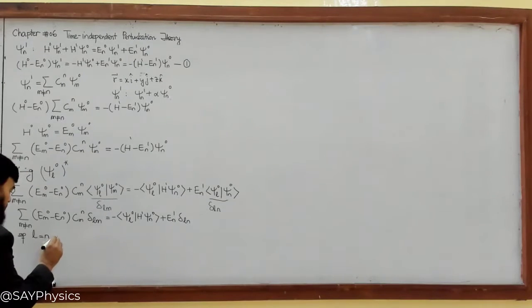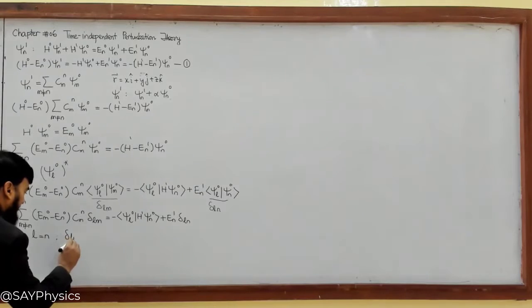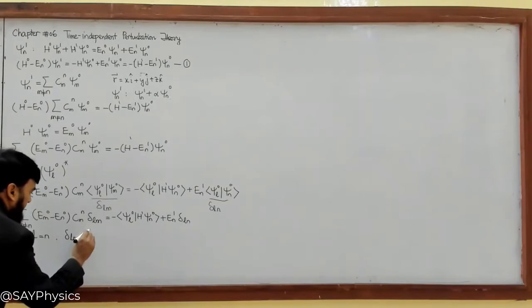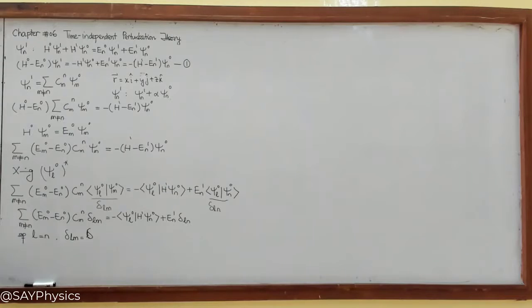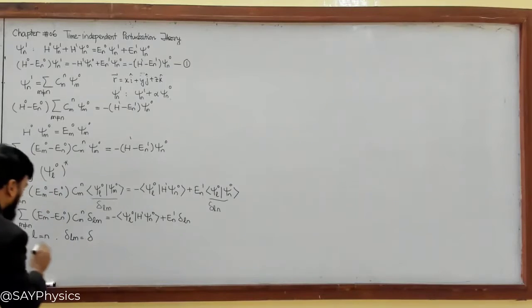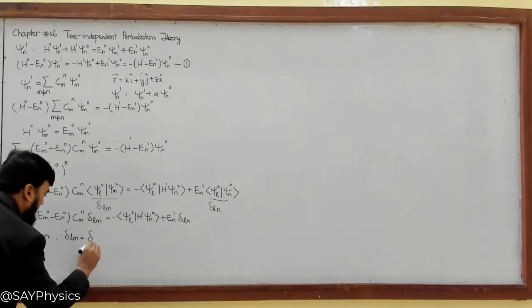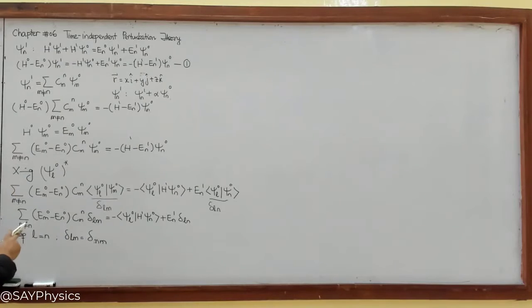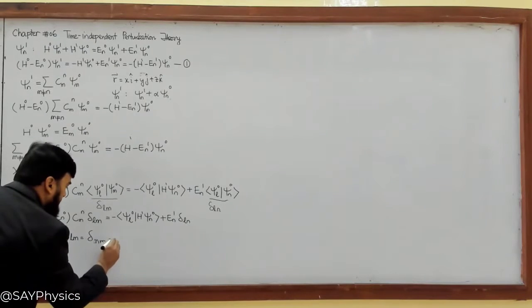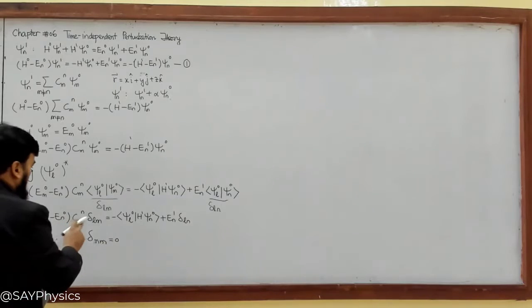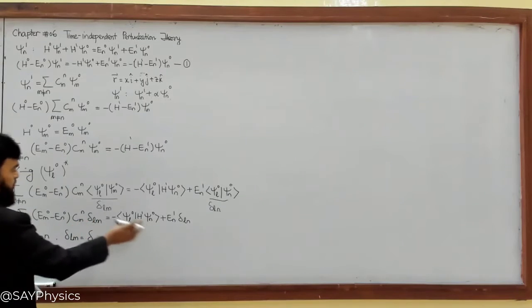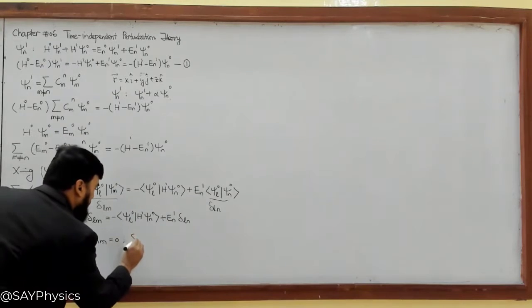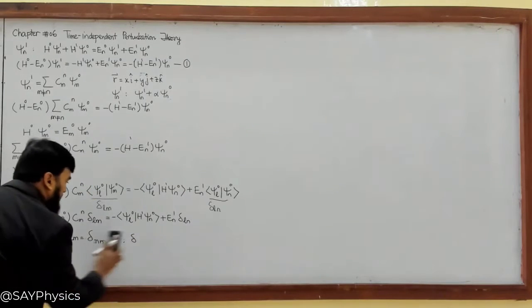So if L is equal to N, then delta Lm will become equal to delta Nm. So this is N and M. But we know M is not equal to N here. So this will come out to be 0. And we will get this whole number become 0. This will come here and become plus.